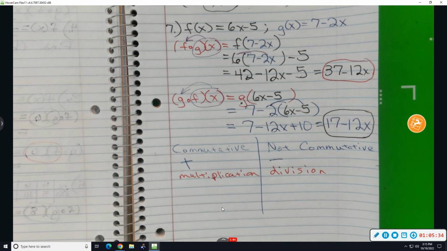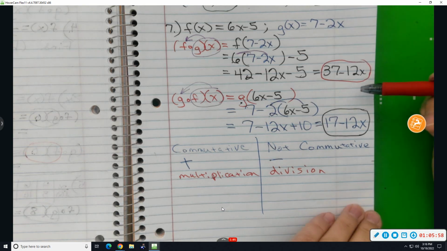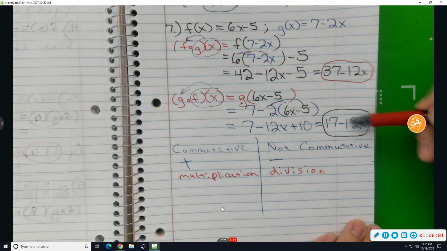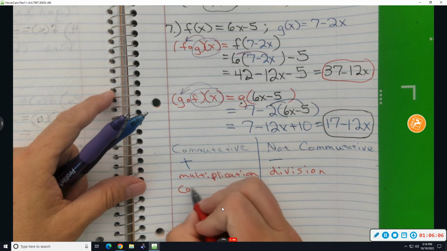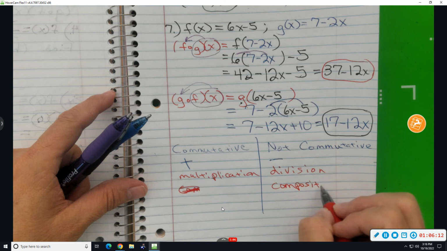So here's my question. This new operation we have, composition, is it commutative? Does F composed with G always equal G composed with F? No, as a matter of fact, it usually doesn't. Sometimes it does, but most of the time it doesn't. Look at this previous example right here. 37 minus 12x and 17 minus 12x. So, composition, is not commutative. I put it in the wrong column, didn't I?